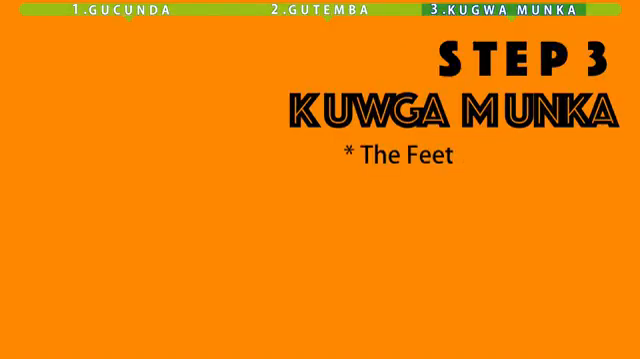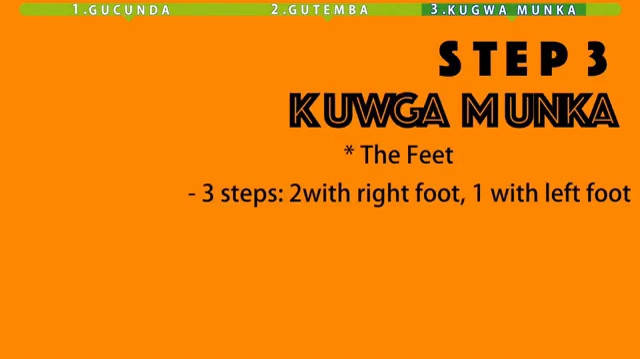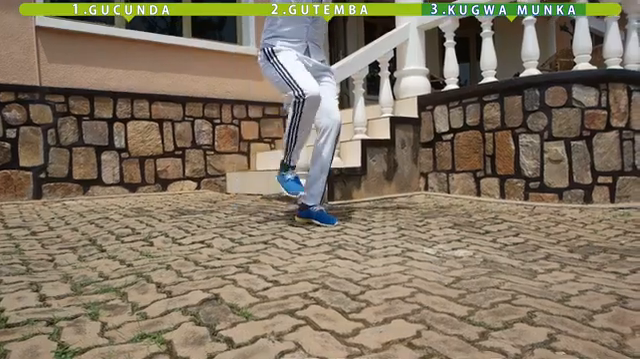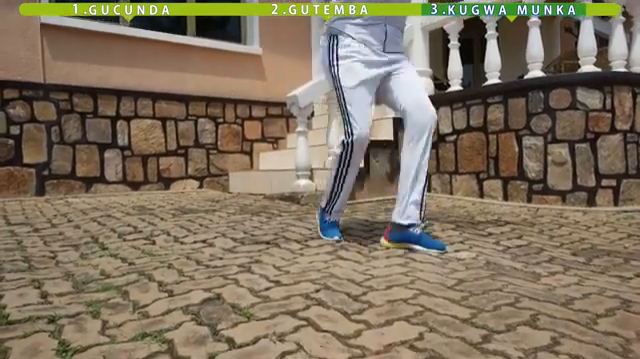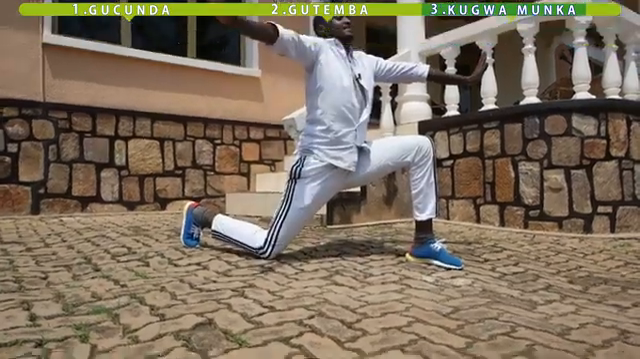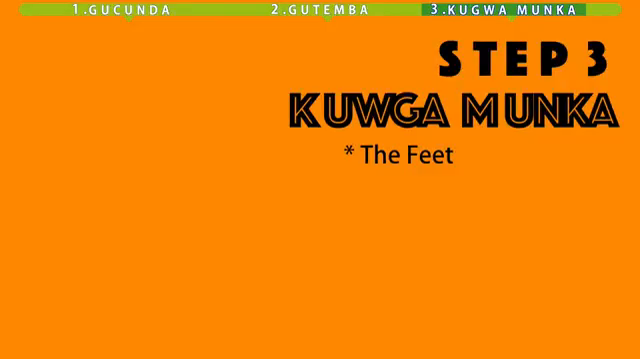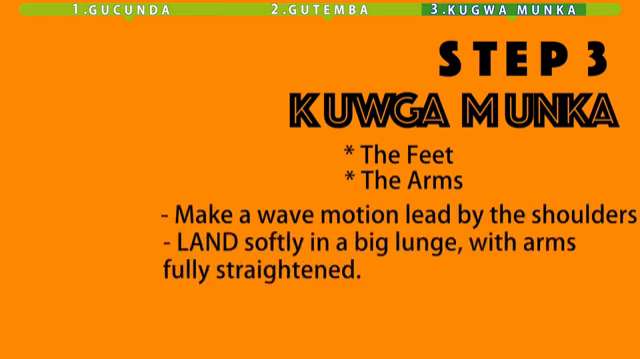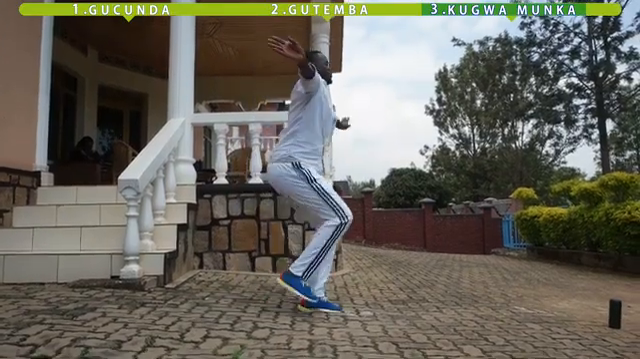The feet. It is 3 steps, 2 with the right foot and 1 with the left foot. You turn in 3 big steps. Make sure to land in a big lunge with your arms fully straightened. The arms. Make a wave motion led by your shoulders. Land softly in a huge lunge with your arms fully straightened.